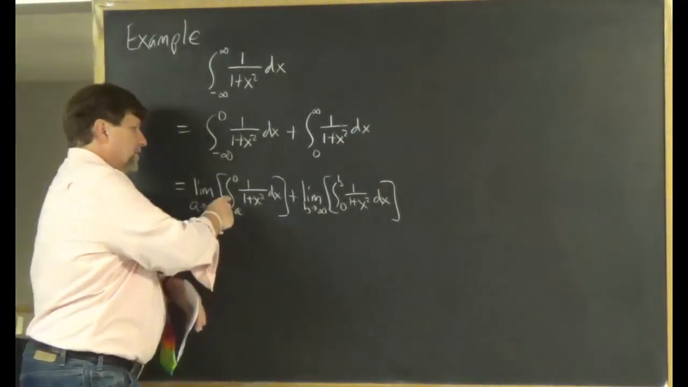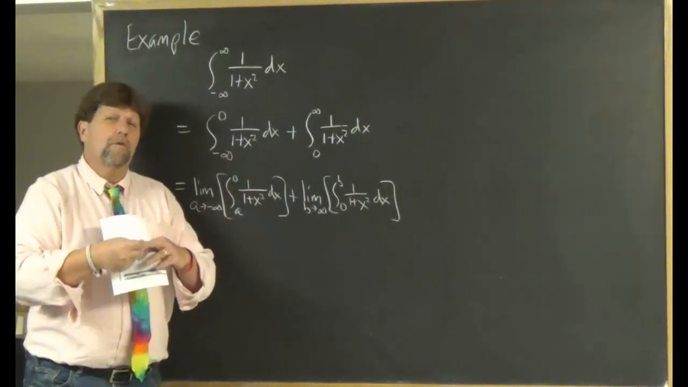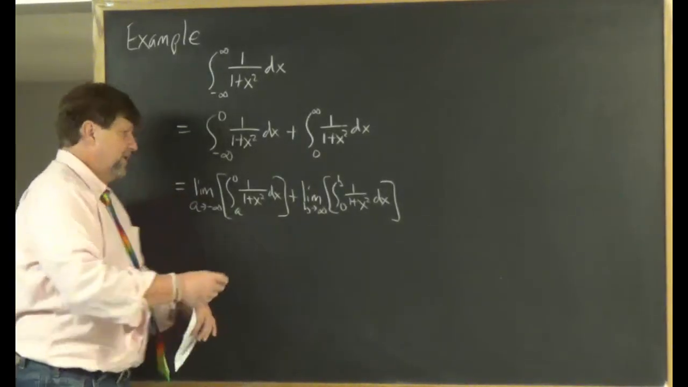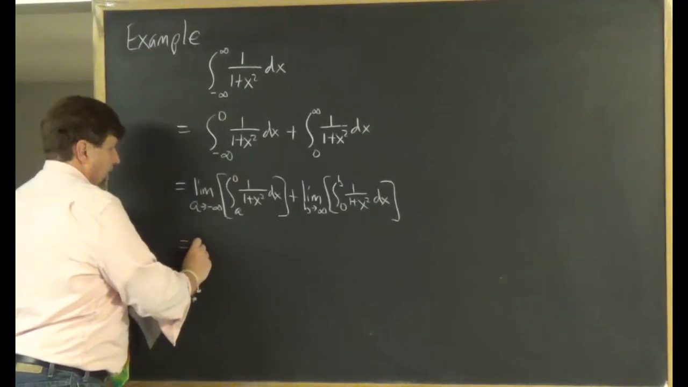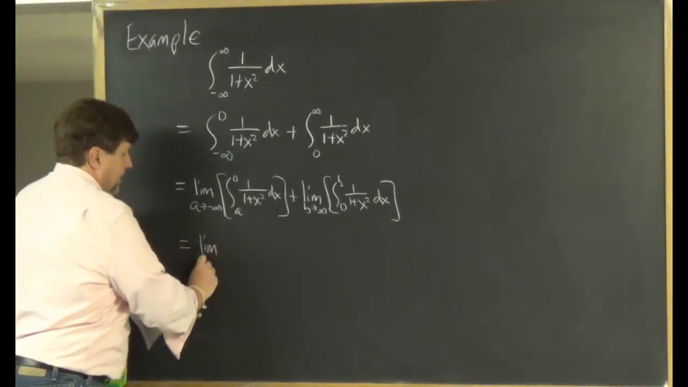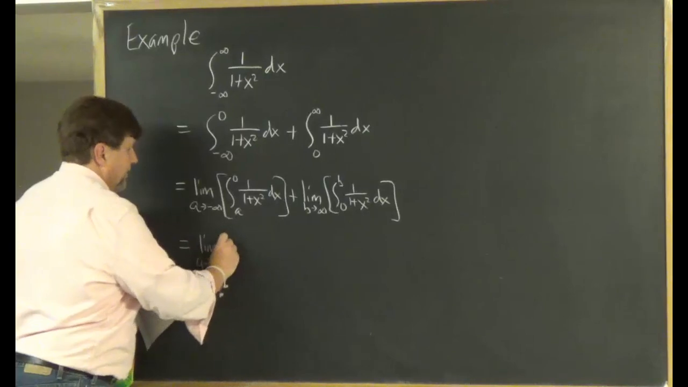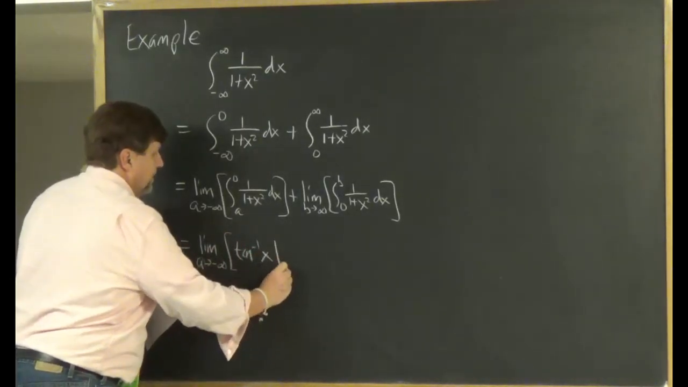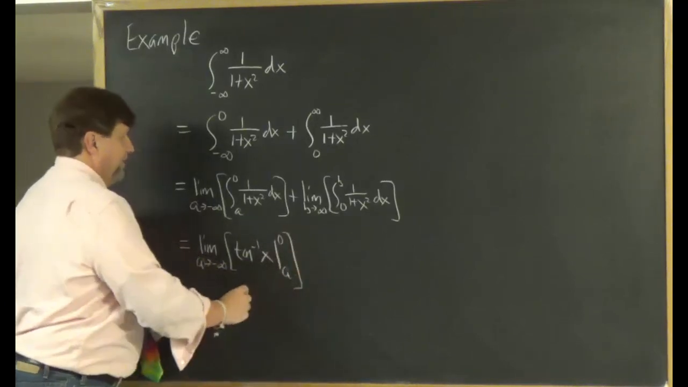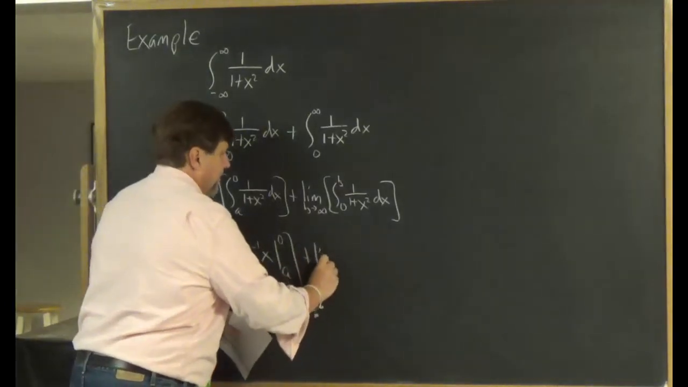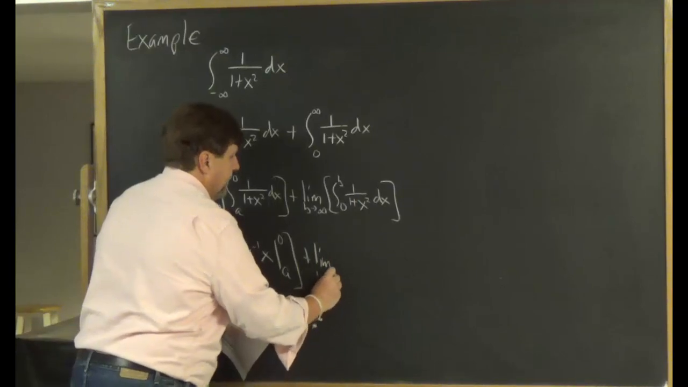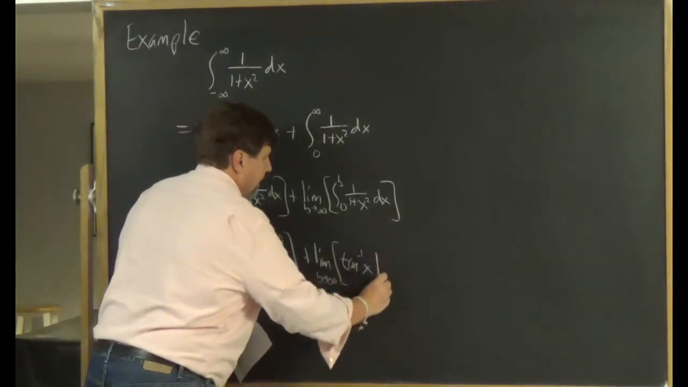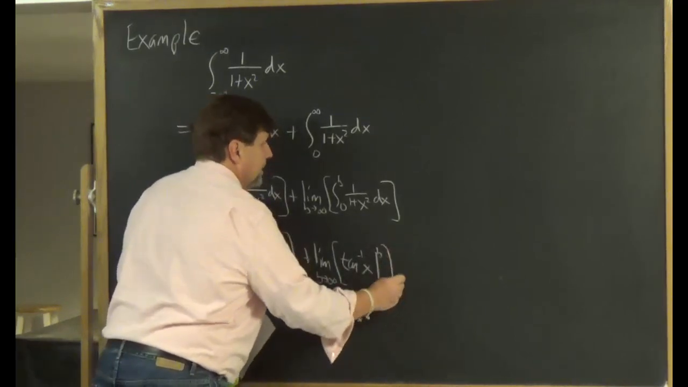Doesn't look too bad because we know the antiderivative of 1 over 1 plus x squared. We know that antiderivative is inverse tangent. So I have the limit as a goes to negative infinity of inverse tangent of x evaluated from a to 0. And here we have the limit as b goes to infinity of inverse tangent of x evaluated from 0 to b.